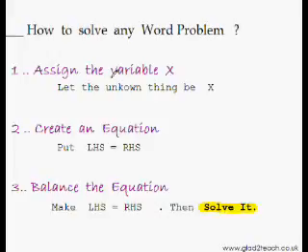As simple as that. The second step would be to create an equation. That is, we put something on the left hand side and we put something on the right hand side. And the third step would be to balance the equation. Most of the times, the equation that you form is balanced by default. That is, the left hand side and the right hand side are already equal. But in case they are not equal, then you can make them equal. And once we have the balanced equation, then we just have to solve it.